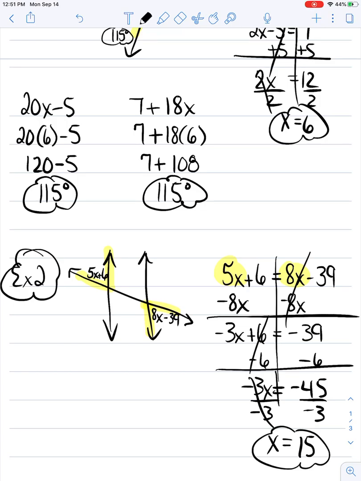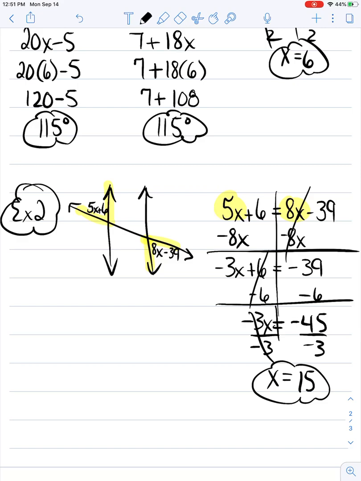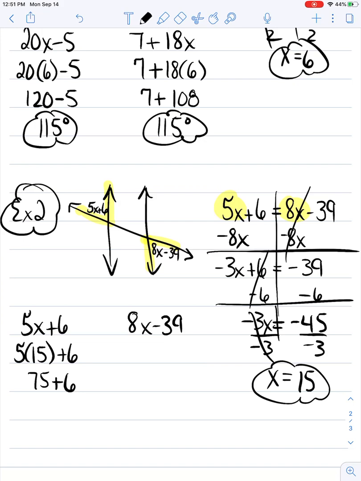So now that I have found the value of x, I'm going to plug that in, do my fourth step, to find the actual angle measures. So I have 5x plus 6, and then I had 8x minus 39. Now I'm going to make a prediction. Because I set them equal to each other, I should get the same number both times. So let's do 5 times 15, because x is 15, plus 6. So 5 times 15 is 75, and then 75 plus 6 is 81 degrees. So this angle measures 81 degrees.